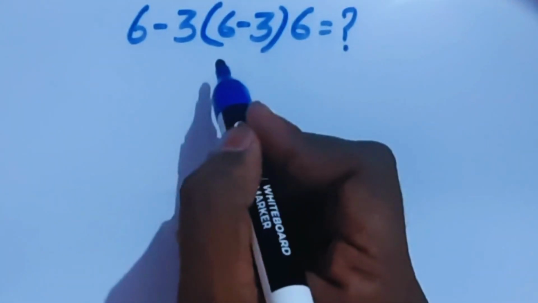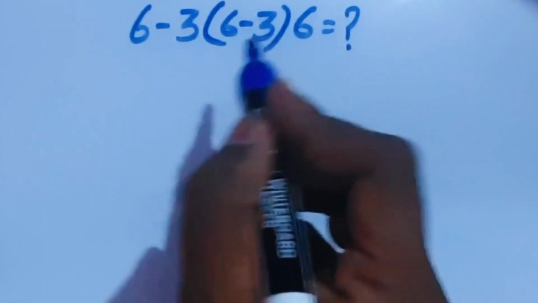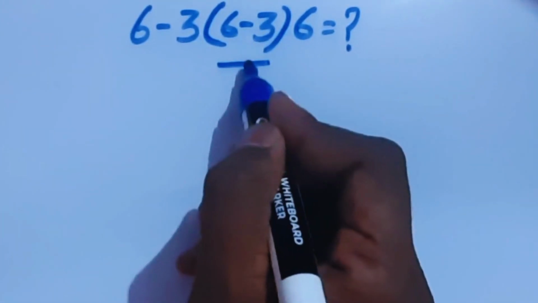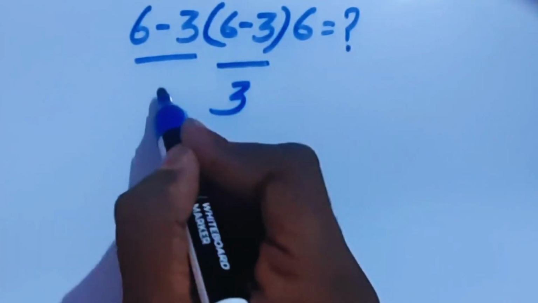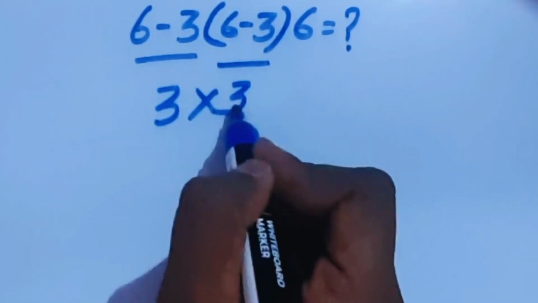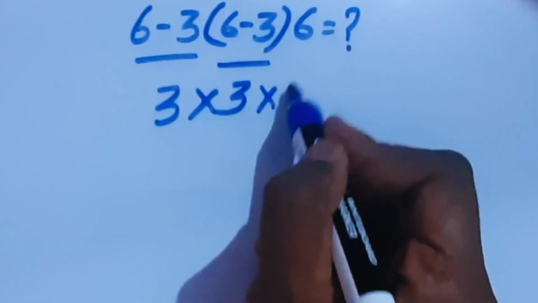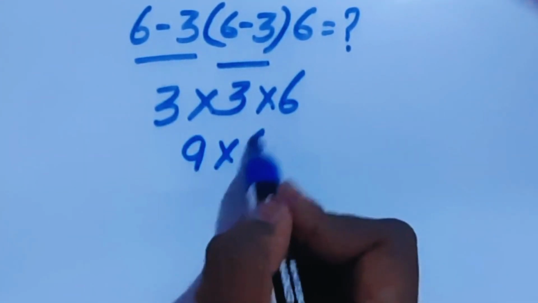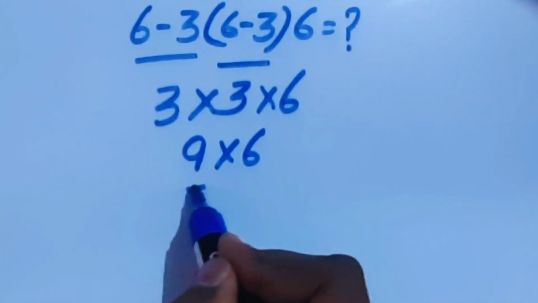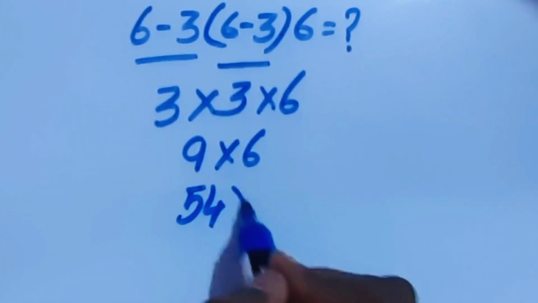Hi guys, most of them get answer 54 for this problem. It is wrong. Now 6 minus 3 is 3. Here 6 minus 3 is 3 times this, 3 times this 6. 3 times 3 is 9 times this 6. Here we'll get 54. This is wrong.